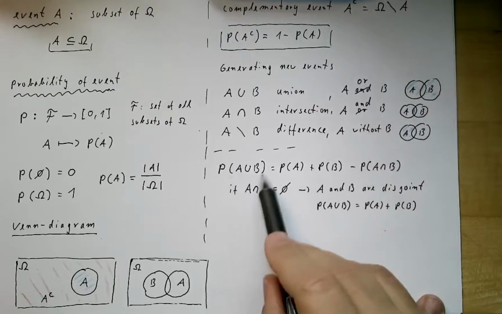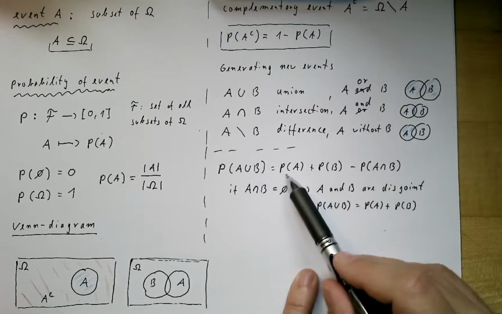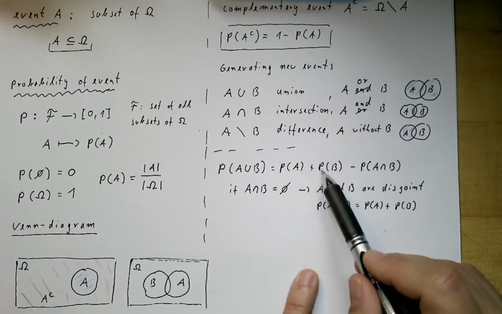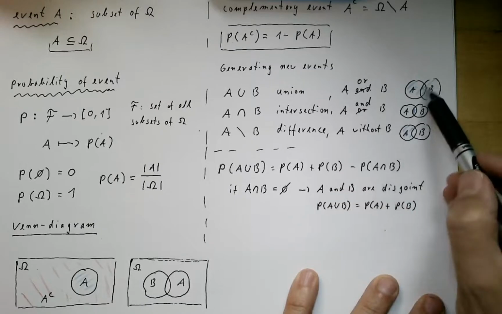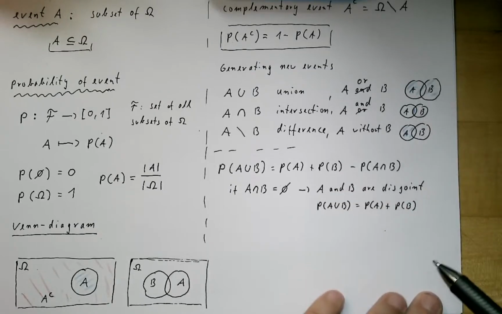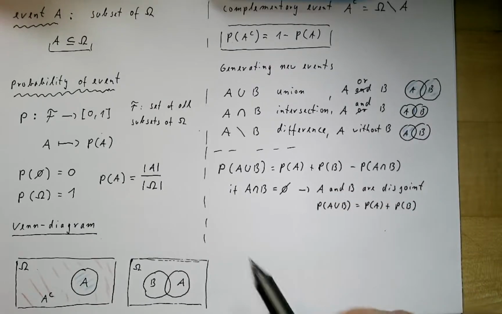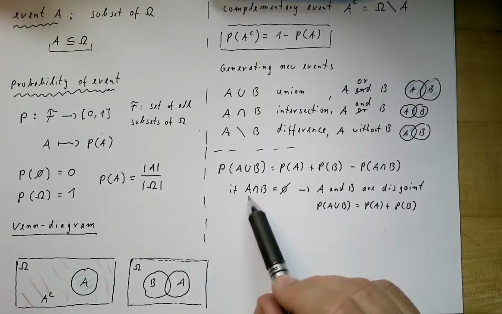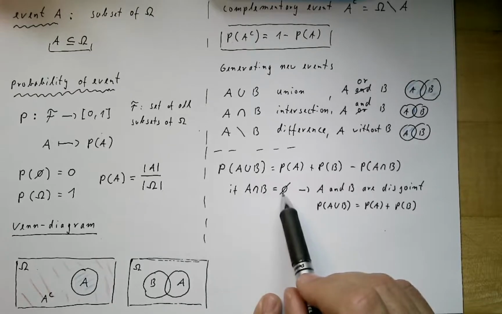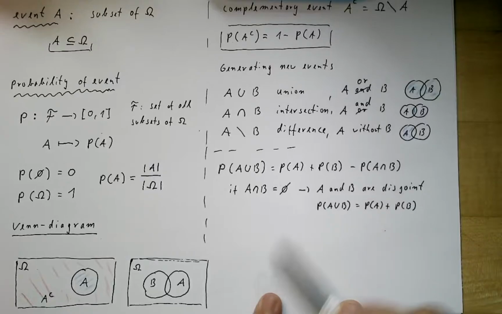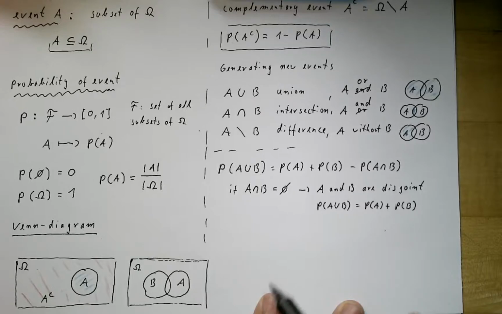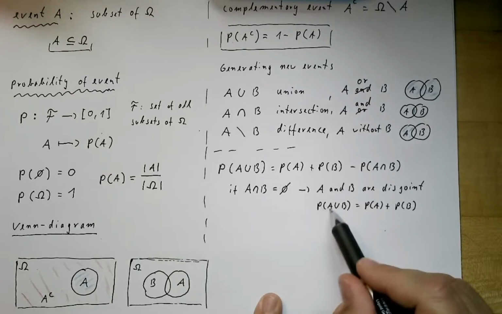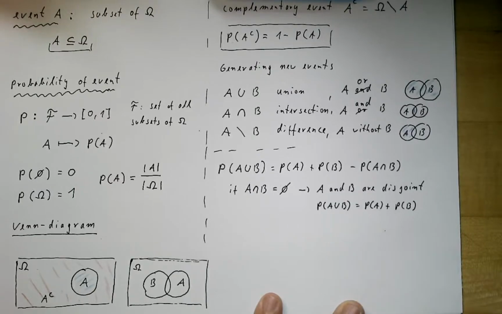Now if you have A or B, then the probability is the probability of A plus the probability of B minus the probability of the intersection, because the intersection we should count only once. And now if the intersection is 0, if this intersection is not there, this means A and B are disjoint events, then the probability of the union, the probability of A or B, is just the sum of the probabilities.